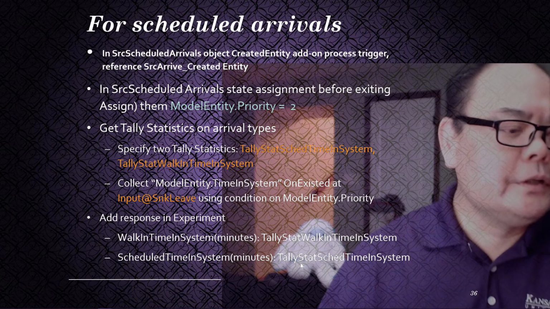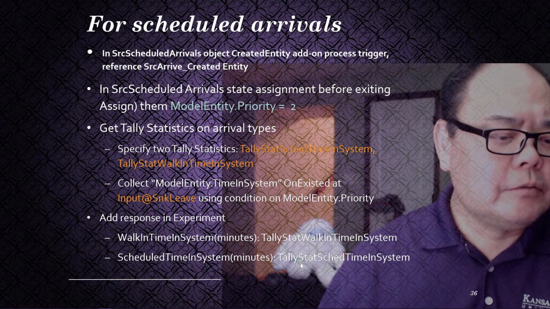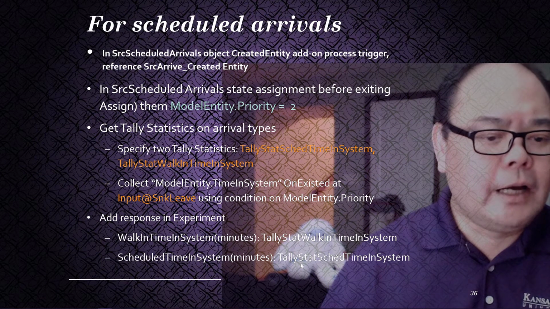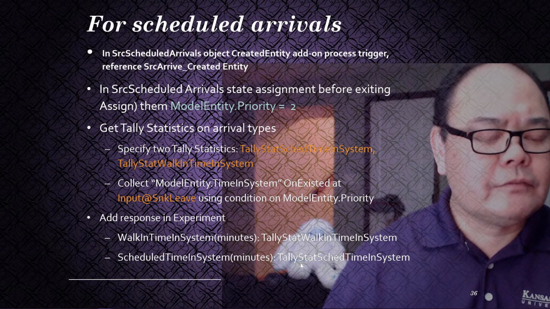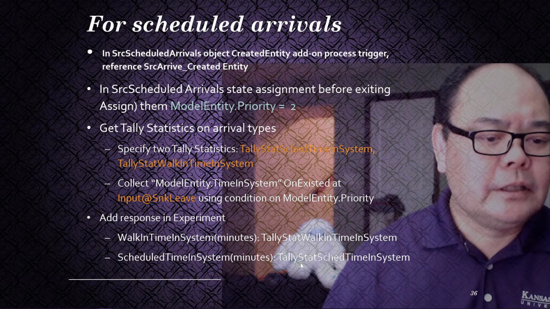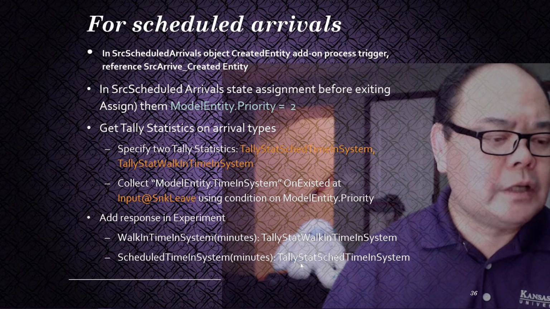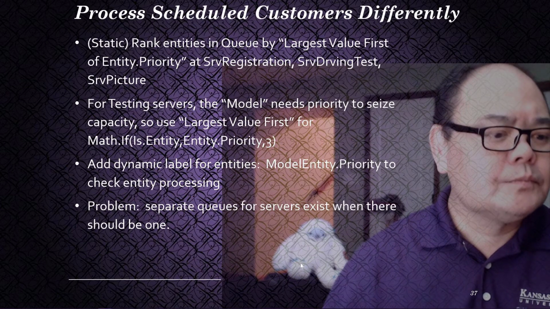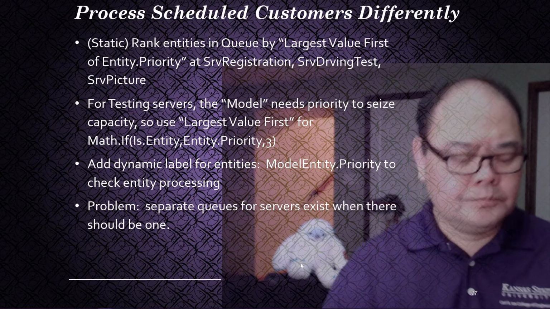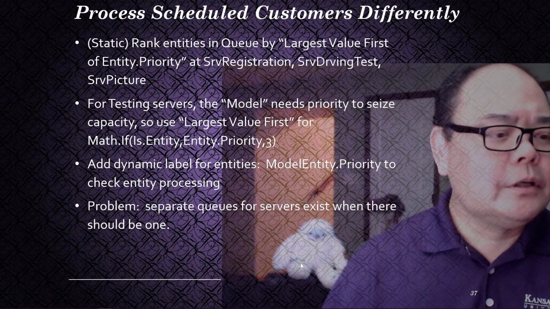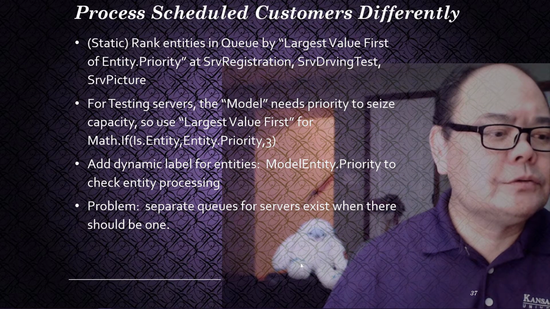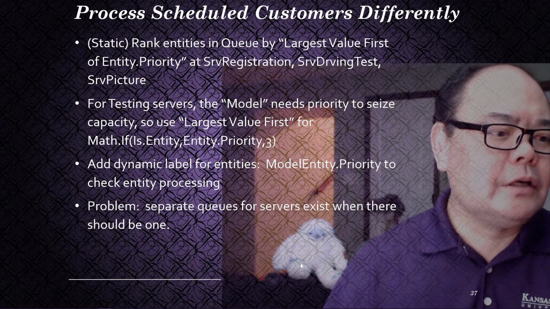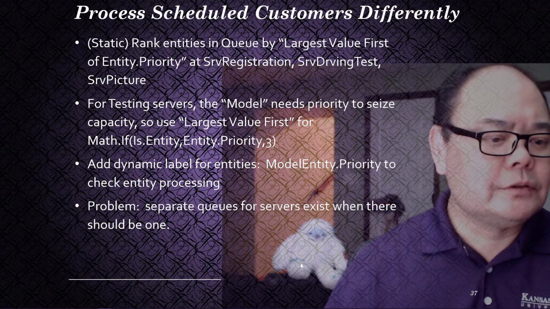We're going to set all the scheduled arrivals to priority 2, so they have a higher priority. Adding a specific statistic to calculate the time in the system only for scheduled arrivals and for walk-in arrivals. And for each of the servers, instead of smallest value first, we're going to use largest value first, giving the scheduled arrival higher priority, and so on and so forth.